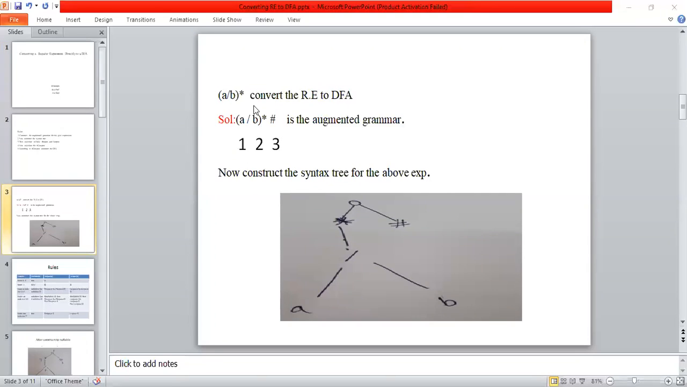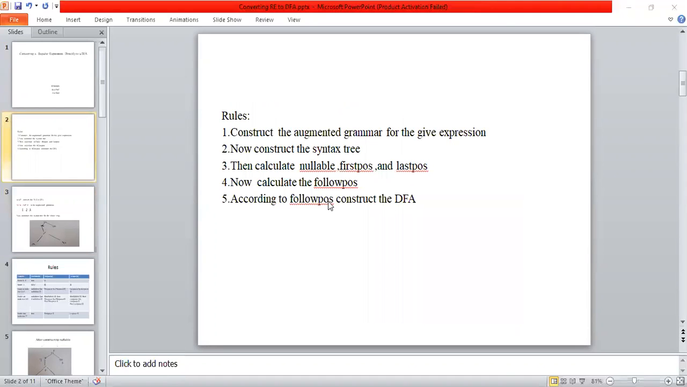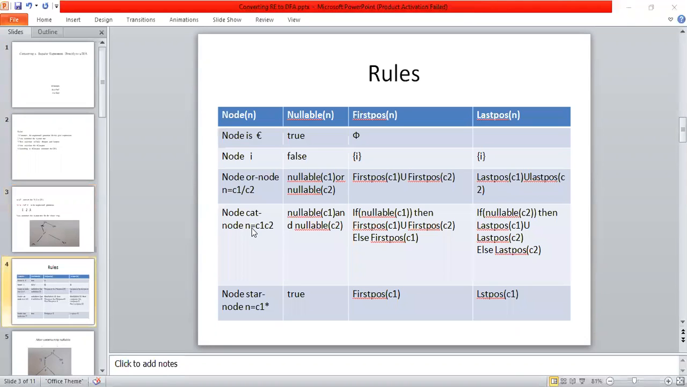So for the given expression, I constructed the augmented grammar, then I constructed the syntax tree. Now, according to the rules, 1 and 2 are over. The third rule is to calculate nullable, firstpos and lastpos. Now I'm moving to rule 3. To calculate nullable, firstpos and lastpos, I have a few rules for how to construct them.